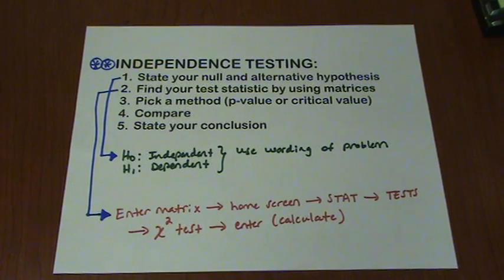When you're doing your null and alternative hypothesis, H0 is always that your variables are independent. H1 is that your variables are dependent. For your test statistic, these are your basic steps here, but they're explained in detail more in your calculator steps.